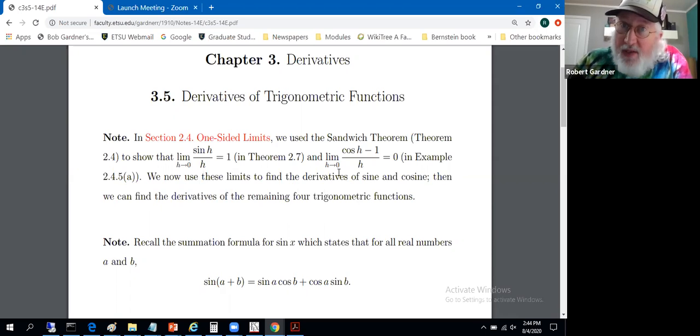And the whole reason we did those two limits was to do the following. Use these to differentiate sines and cosines. Once we can differentiate sines and cosines, we can differentiate all 6 trig functions because we know the other 4 in terms of sines and cosines.